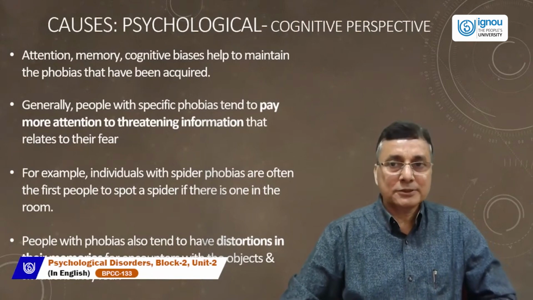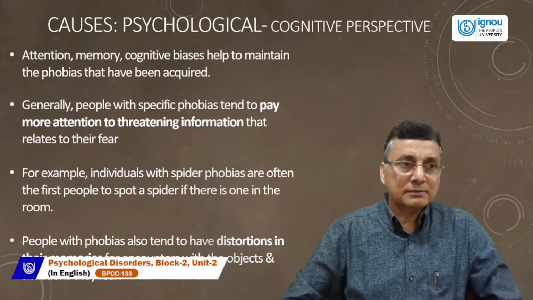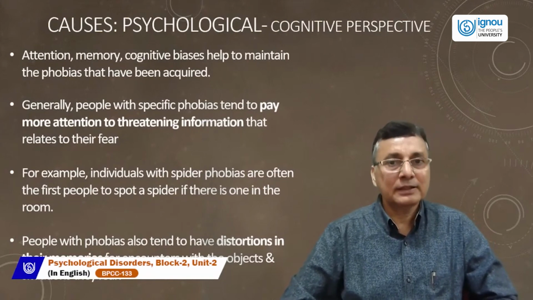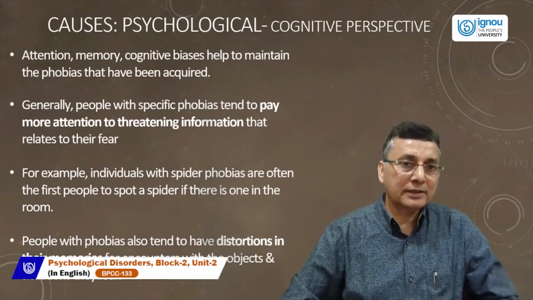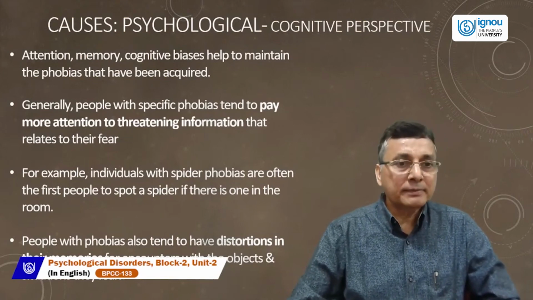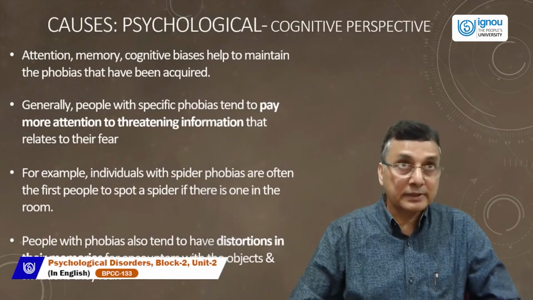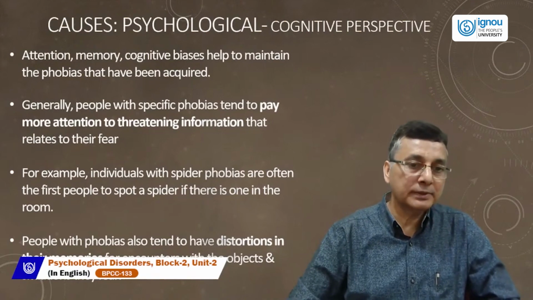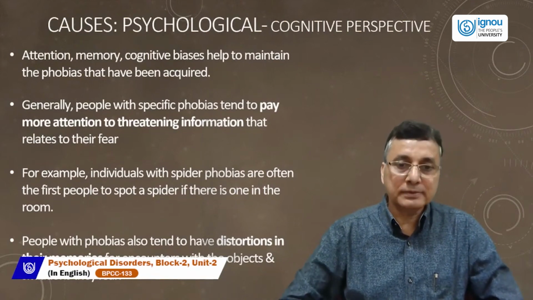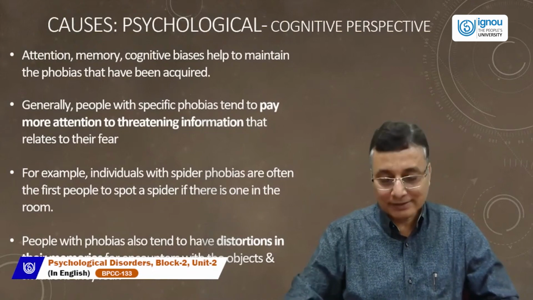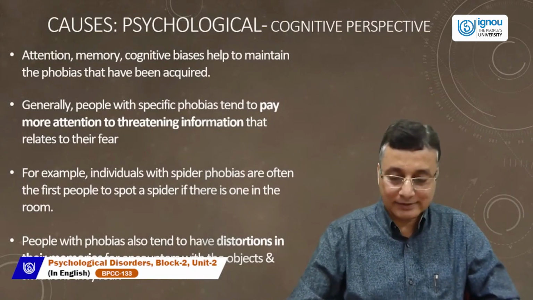Let us see the cognitive perspective. So cognitive perspective talks about attention, memory, cognitive biases, a role of these things in maintaining or developing the phobia that have been acquired. Generally, people with specific phobias tend to pay more attention to threatening information that relates to their fear. For example, individuals with spider phobia are often the first people to spot a spider if there is one in the room. Others may not see, the person who is having phobia may see it very quickly.